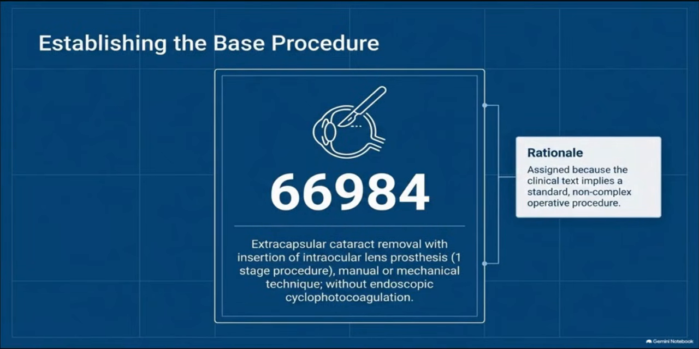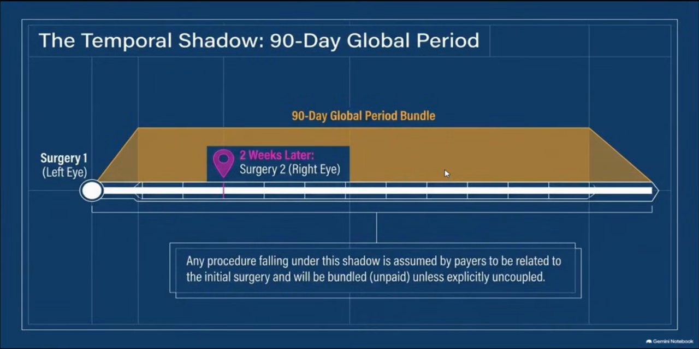So we'll code this as the primary procedure first for the major surgery, and this code has a global period of 90 days. So it's a major surgery, so a 90 days global period is there for this code. Any procedure falling under this shadow is assumed by payers to be related to the initial surgery. So any procedure done in the 90 days will be assumed as done in the post-op period. So to unbundle those procedures, we have to use modifiers. Let us check out how we can do that.